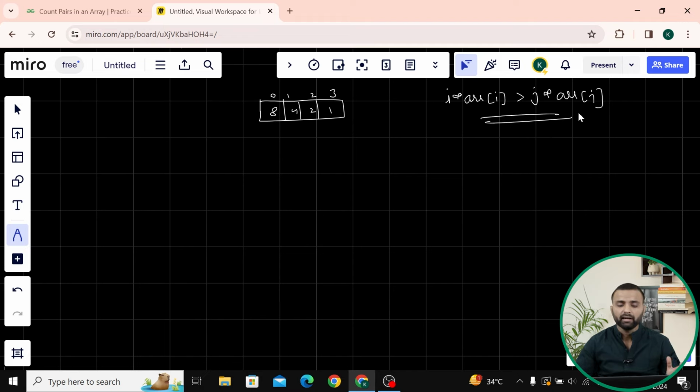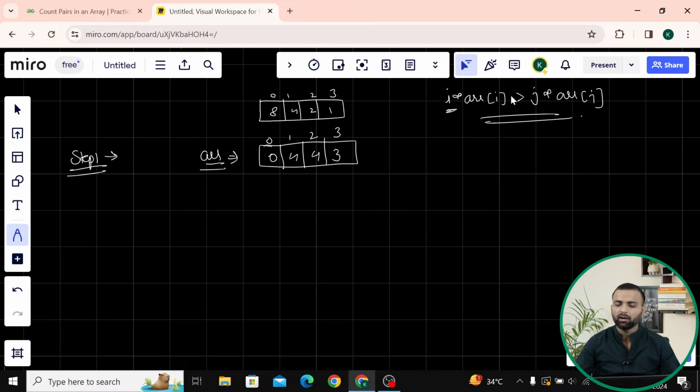If I modify my array, the first step to solve this question is just to modify my array. So let's modify my array. I modify my array as i into array i, if I do the multiplication with the index as well. Let's suppose 0 into 8, which is 0, 1 into 4, which is 4. Here I do the same steps, 2 into 2, 3 into 1. Now I have this modified array, where I do this computation, i into array i, or say j into array j. So now this question is similar to the count inversion problem, right?